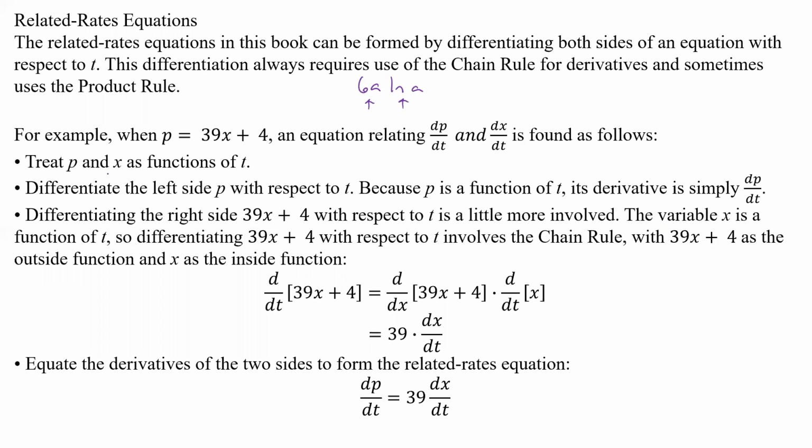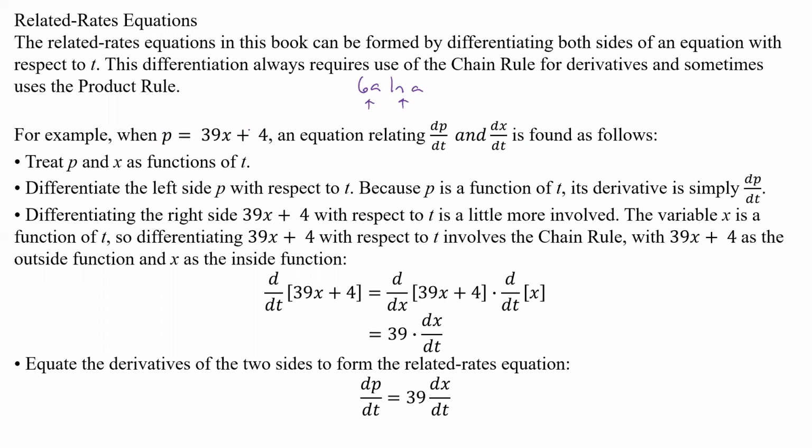And so here's a really basic, simple example, a linear type of equation. What we want to do is find a relation between dp/dt and dx/dt. And how do we do that? Well, we're going to look at this and find that our p and our x are dependent variables, and t is going to be our independent variable.